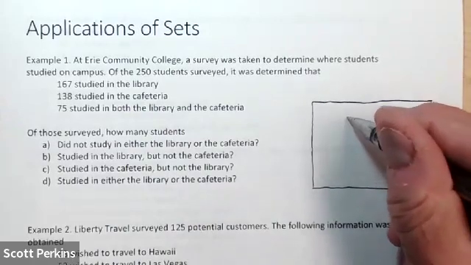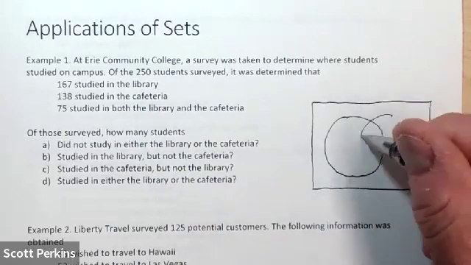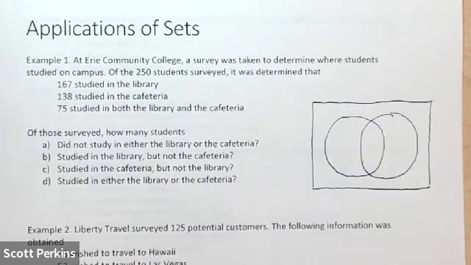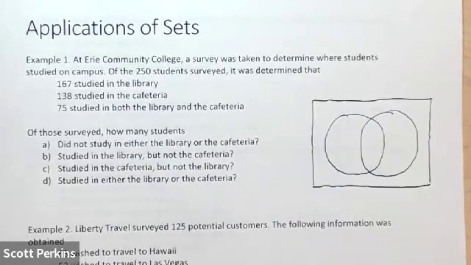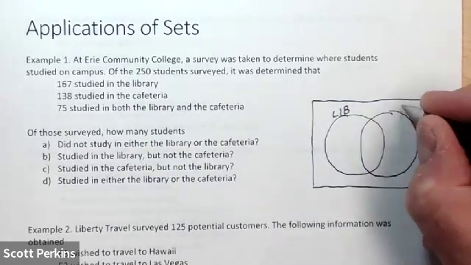So what I'm going to do is draw a Venn diagram, and I'm going to have 2 circles because there's 2 options that these students had to give. Again, we're keeping this nice and simple. I'm going to label the circle on the left, it doesn't really matter, the library. And on the right, I'm going to label that the cafeteria.